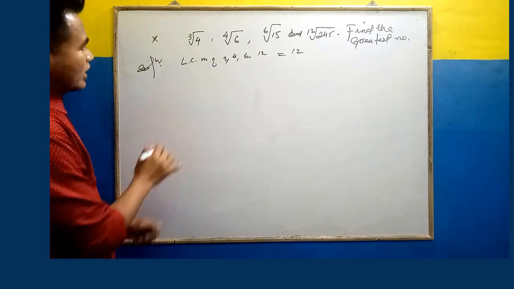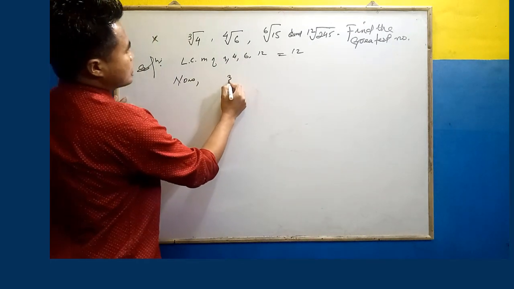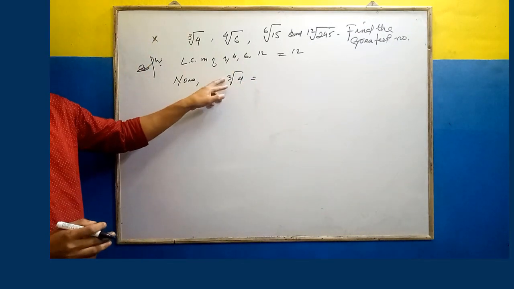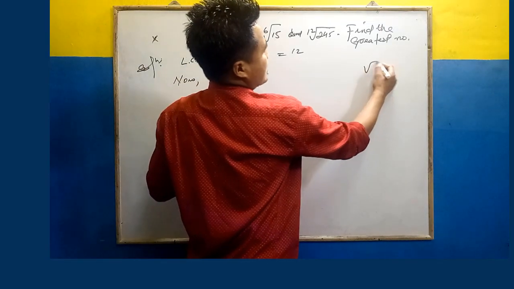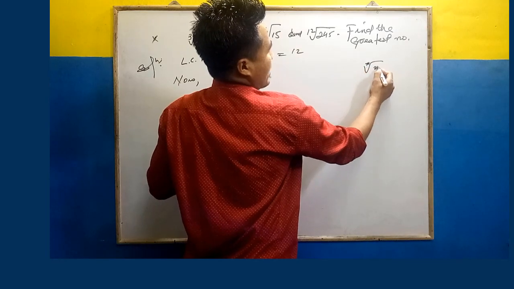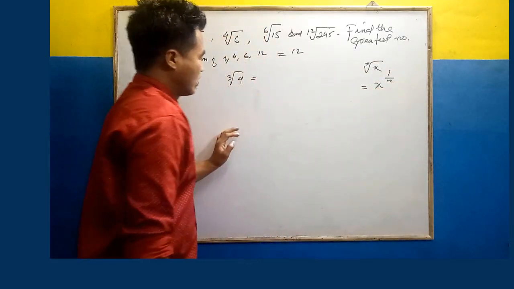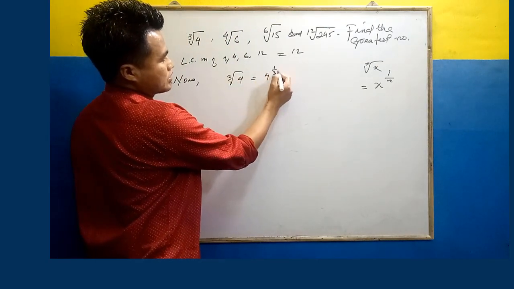Okay, so now let me do like this. Let me take the first one, 3 root 4. This can be written as what? If I want to write in power form, like I already said, m root x can be written as x to the power 1 by m, isn't it? So that means this can also be written as 4 to the power 1 by 3.